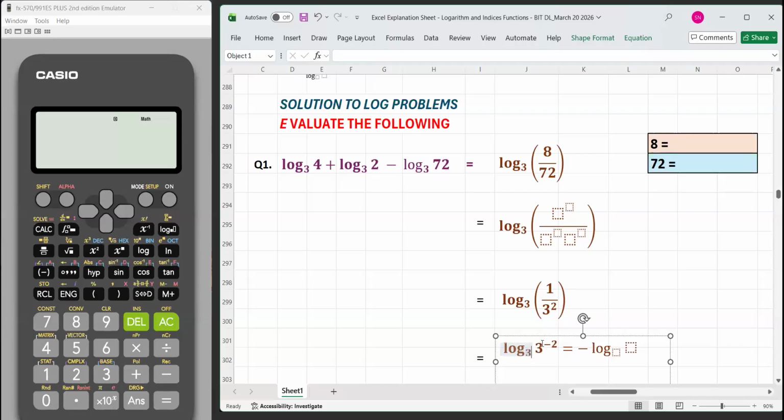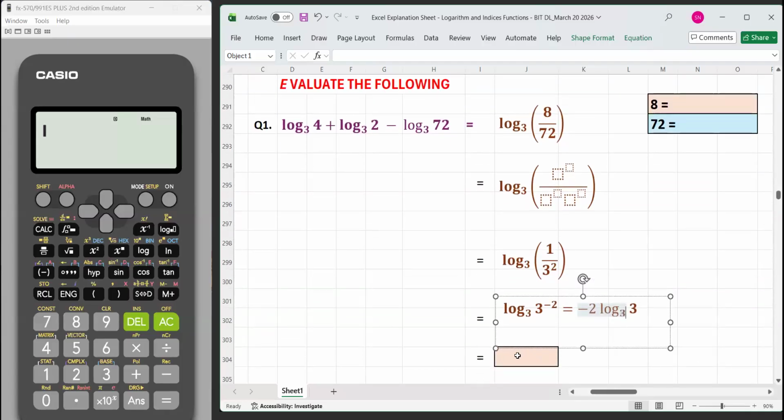From the power rule, what would this be equal to? Negative 2 log 3 base 3, isn't it? And you know log to the same base is equal to 1. So your answer should be equal to what? 1.